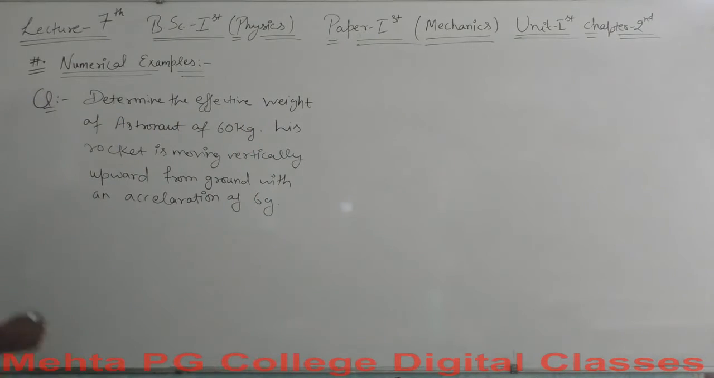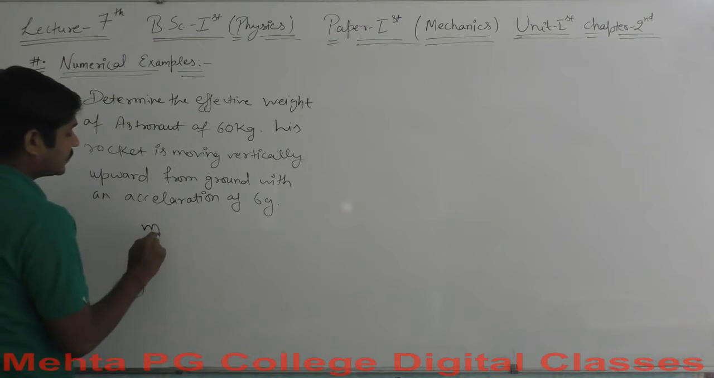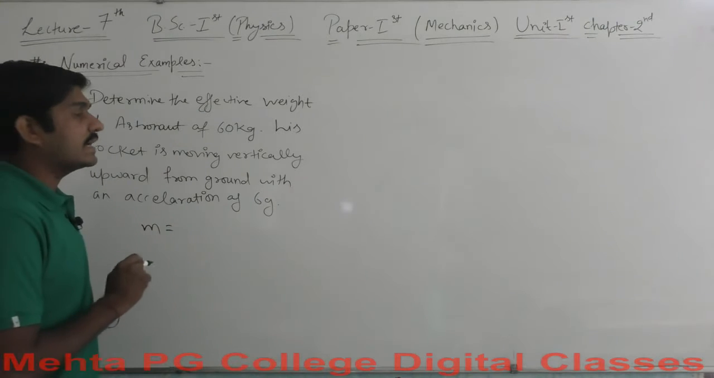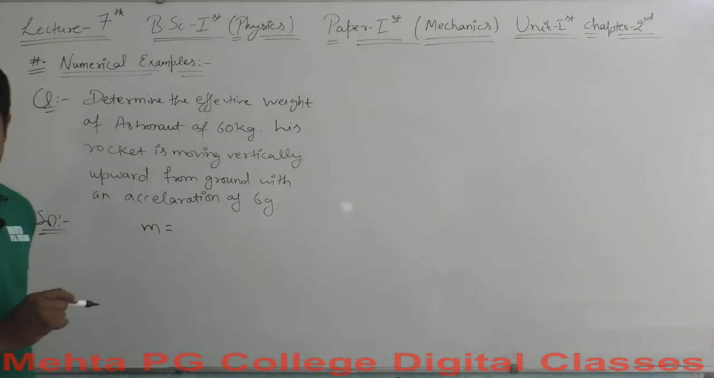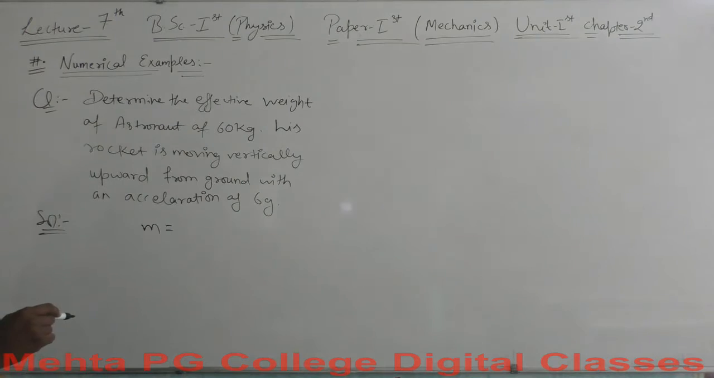So let's solve this example and find out what the concept of effective weight is here. For solving this, we have some values: the mass of the astronaut, let's denote it by m, is equal to 60 kg, as has been given.